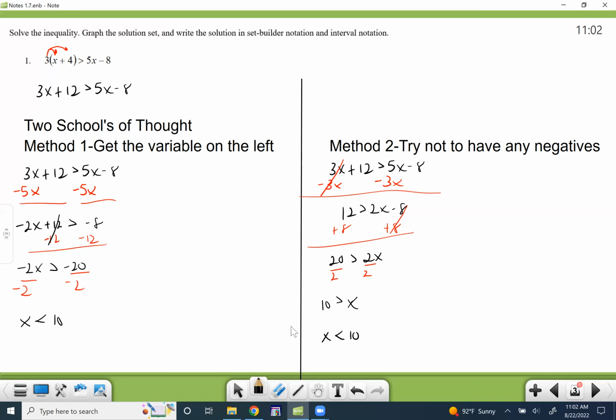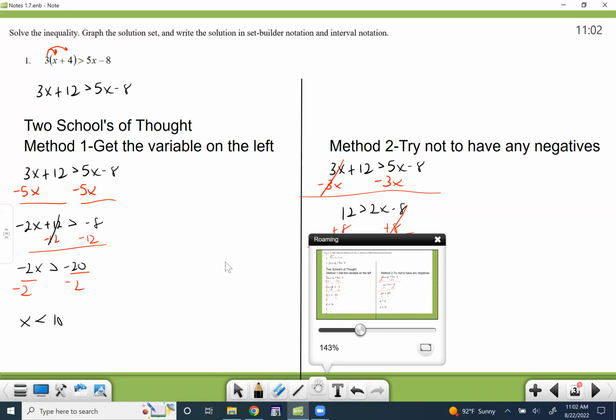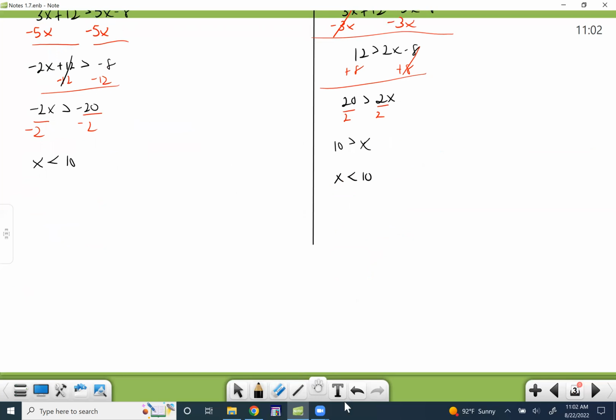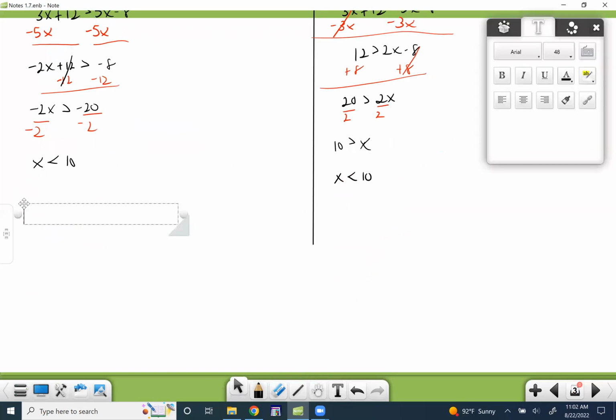So graph the solution set. Graph the solution set and write the solution set in set builder and interval notation. So let's move into that now. Let's go ahead and get this into set builder and interval notation. Okay, so we got set builder.